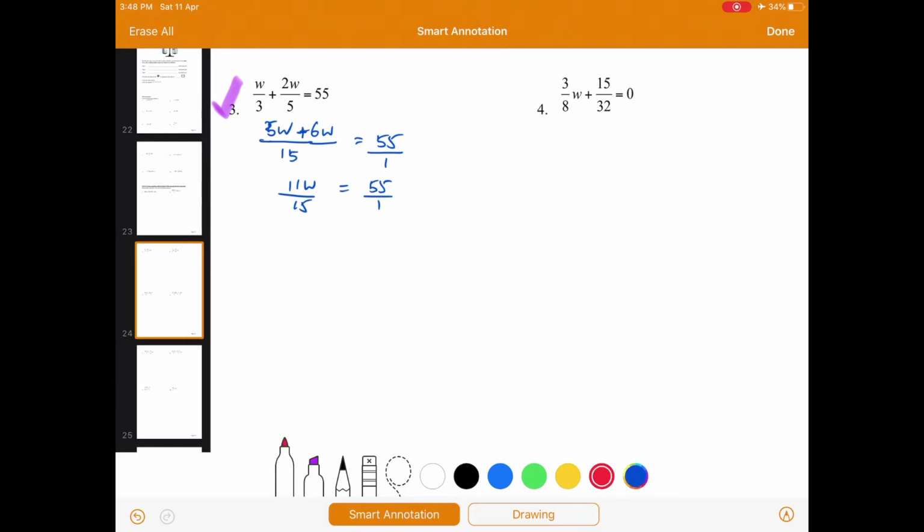So for this method, I can rewrite 55 so that I can have the same denominator as the left hand side, 15. So with that, we can multiply 15 for the numerator and denominator this way. So we will get 825 over 15. So this implies that the numerators are equivalent. So I can divide by 11 on both sides. So I'm left with 1w is equivalent to 825 divided by 11. And using the calculator, we will get 75.